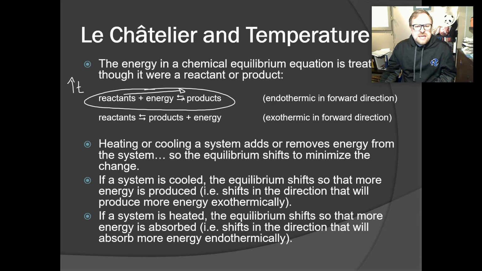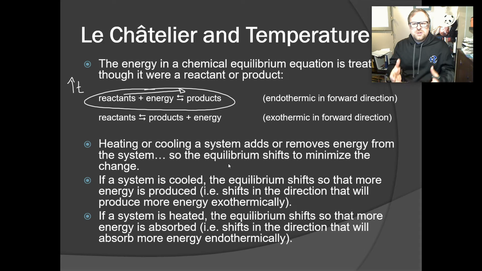If we were to decrease the energy, it's going to act to oppose that change, right? We're going to decrease the temperature, so it acts to oppose that change by making more temperature. How is it going to increase the temperature? Well, it's going to run in the reverse direction so that we can get more of this energy as a product to increase the temperature in the system. Okay? So I want you guys to think of it in that respect.